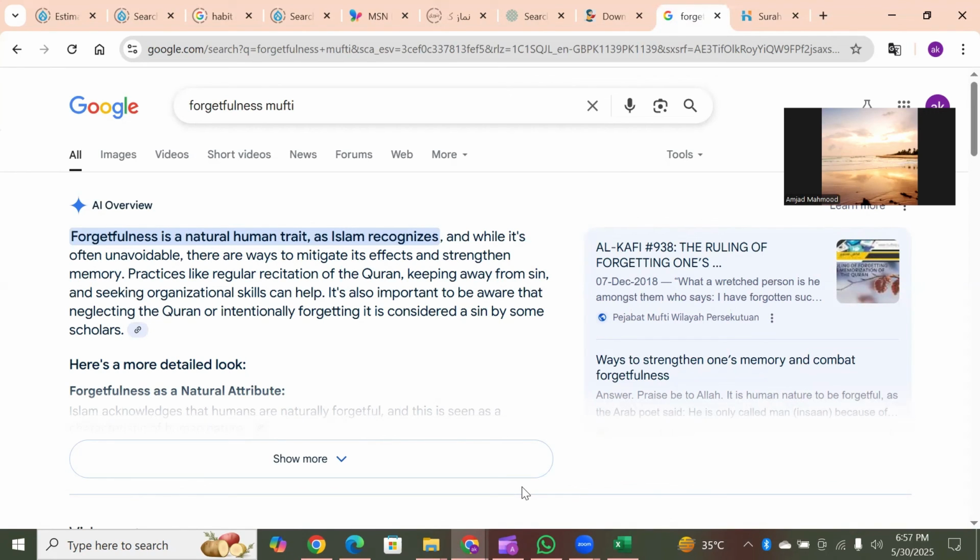It is also important to be aware that neglecting the Quran or intentionally forgetting it is considered a sin by some scholars. You can refer to Surah Taha, at the end of it. There is a verse which tells that a man, while being raised on the day of the resurrection, will say, where are my eyes? So he would complain: لِمَ حَشَرْتَنِي أَعْمَىٰ وَقَدْ كُنتُ بَصِيرًا.